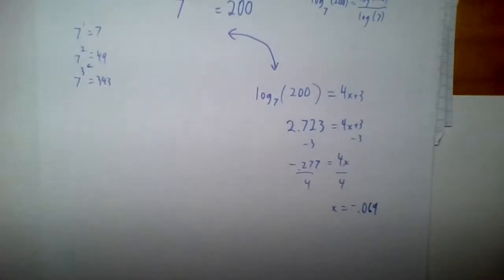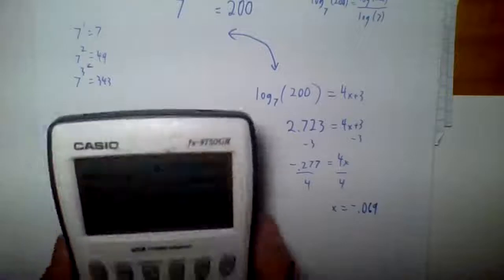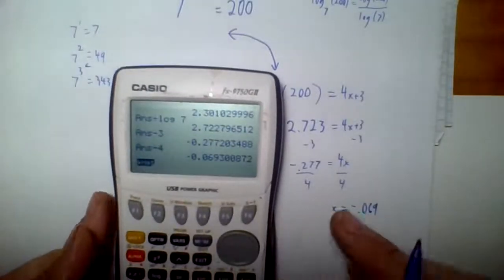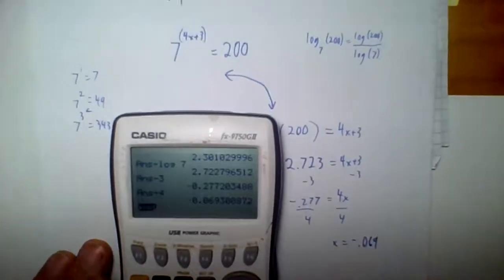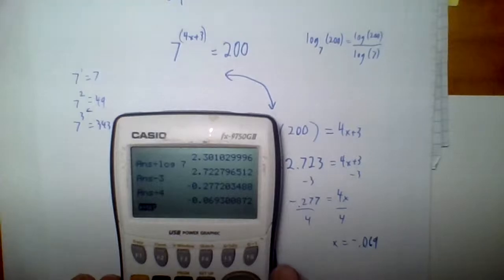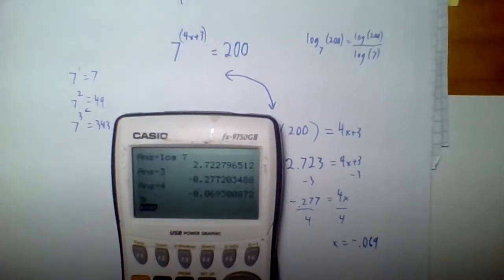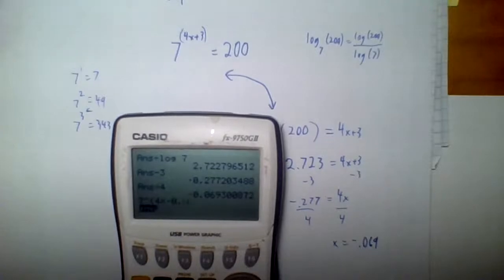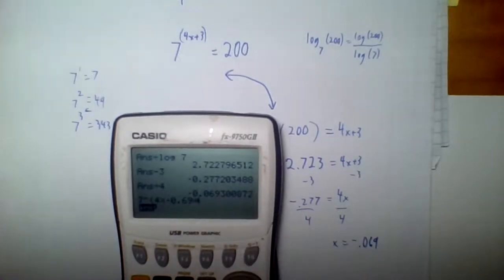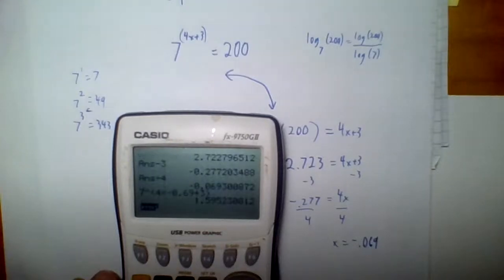Check the answer. That's a nice thing to be able to do. It's a good thing about solving equations, you can check the answer. And we can do exponential base 7 with that. So looking at what my original equation was, it's telling me that 7 to the 4x plus 3. So I need 4 times this x value plus 3.